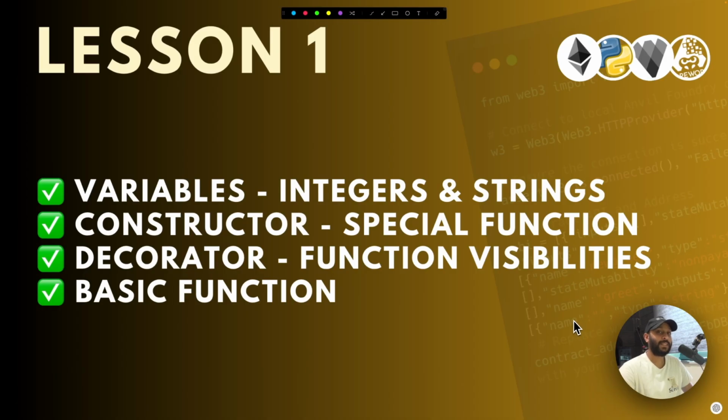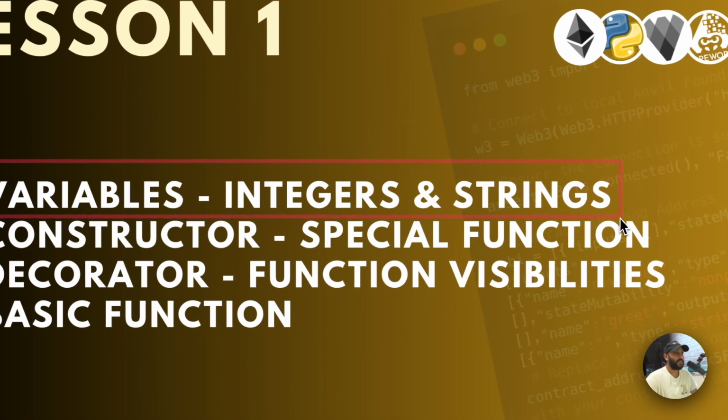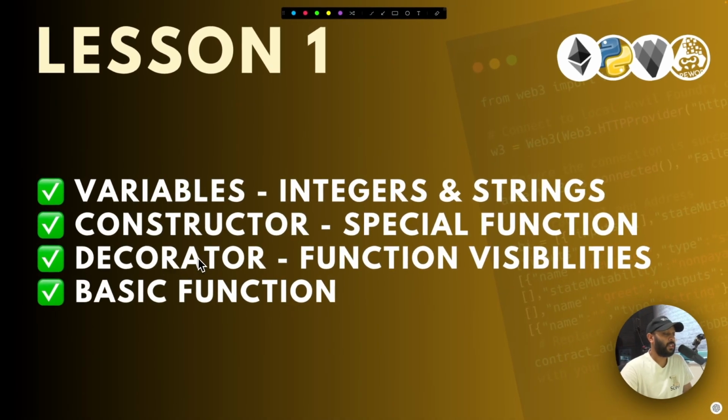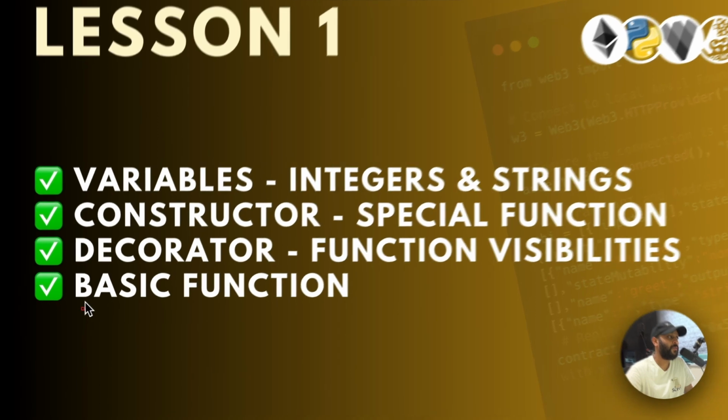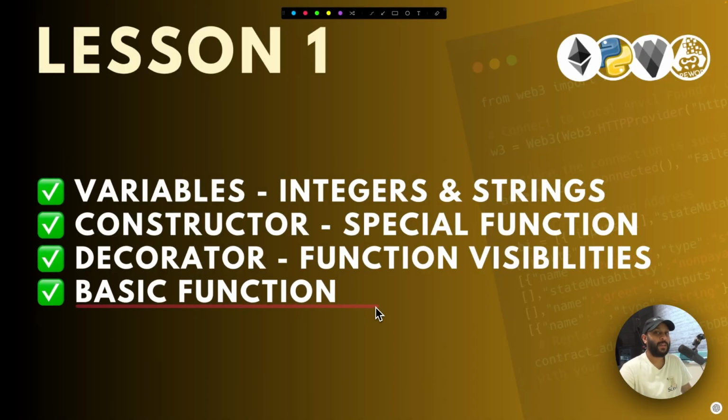And that completes lesson 1. We've gone through what variables and integers are. We've looked at the constructor, which is a special function that only executes once we deploy our smart contract. We looked at internal and external visibility through decorators for our functions, and we've written a basic function. Pat yourself on the back if you coded along.